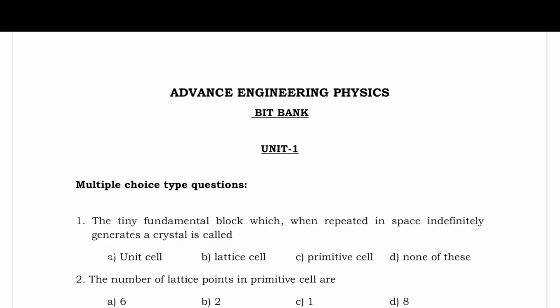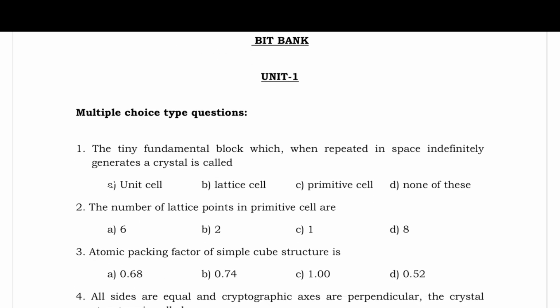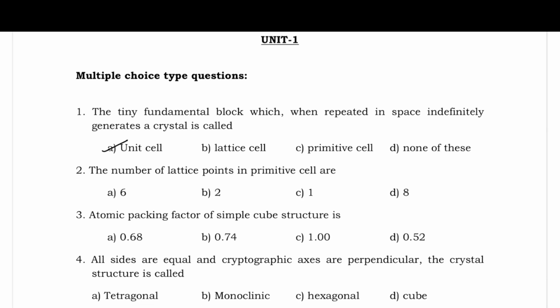Advanced Engineering Physics, Unit 1, Multiple Choice Questions. Question number 1. A tiny fundamental block which, when repeated in space, indefinitely generates a crystal is called a unit cell. So, a unit cell is the smallest block. By repetition of this, the entire space will generate the crystal structure.